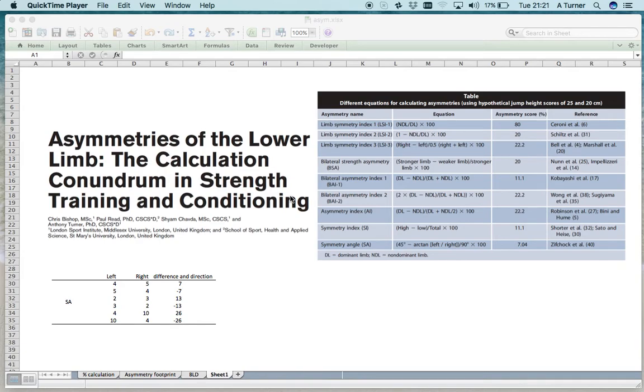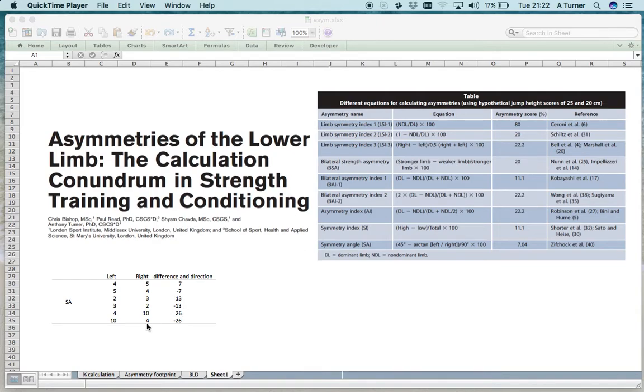So in this video we're going to look at how you calculate asymmetries. We'll just focus on the lower limb. Now this is a real pertinent area at the moment because my colleague and PhD student Chris Bishop has identified that within the literature there are 9 different ways that asymmetry is being calculated, which of course is problematic when you consider comparing data across studies, also from the point of view of the athlete that might move from club to club and clinic to clinic.